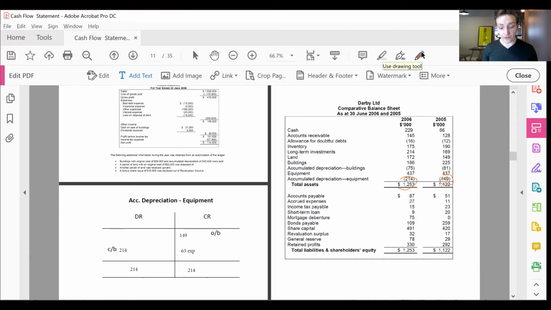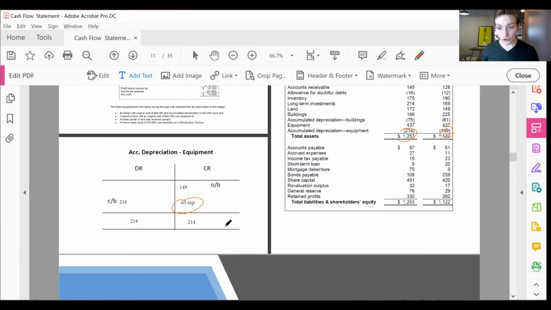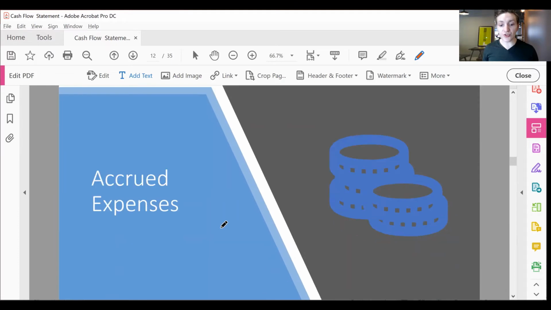However, it is relevant when we're working out other cash flows. So we will need to keep that in mind. So that's what we've got for our depreciation accounts. Notably, however, these are not cash flows, but we will use them. So to use them, we're going to need to look at accrued expenses.